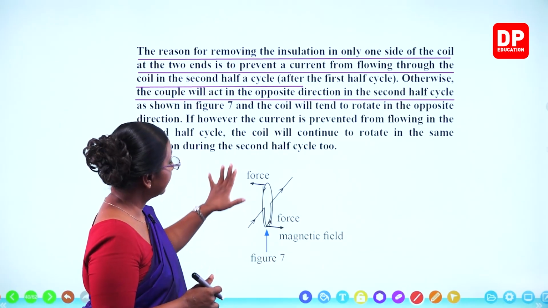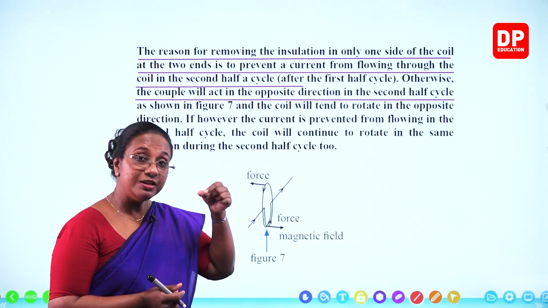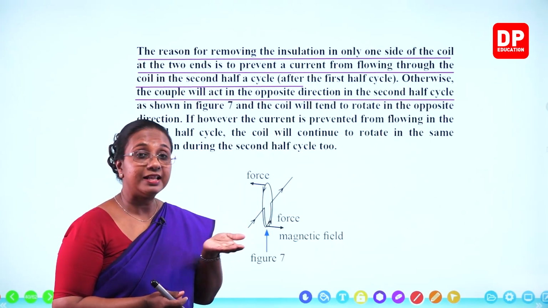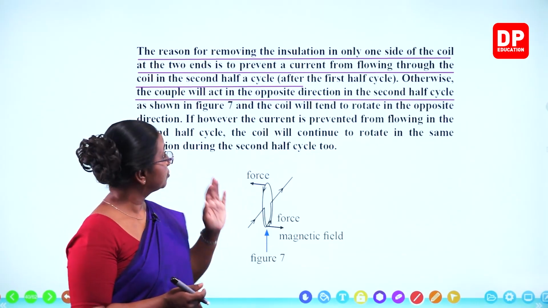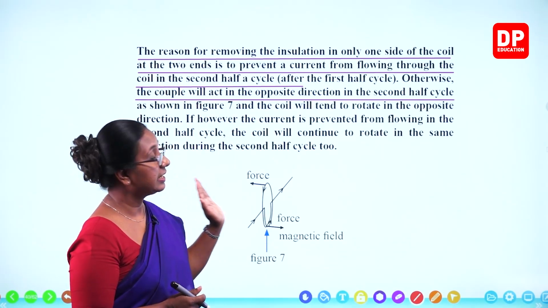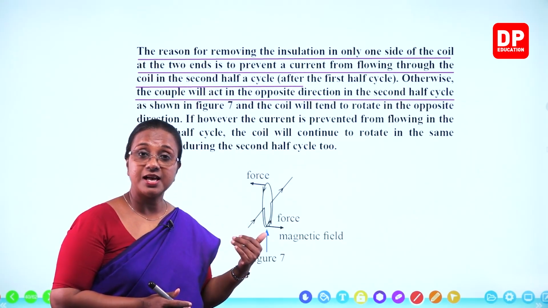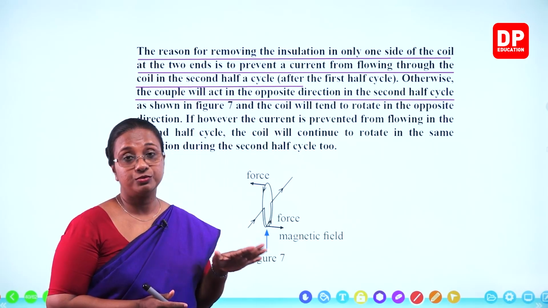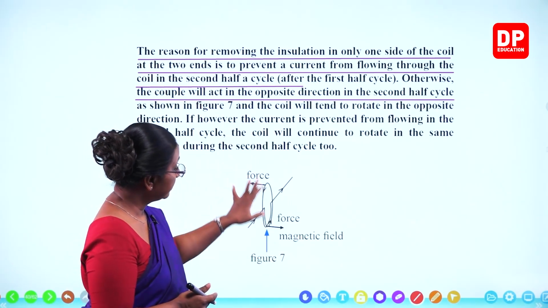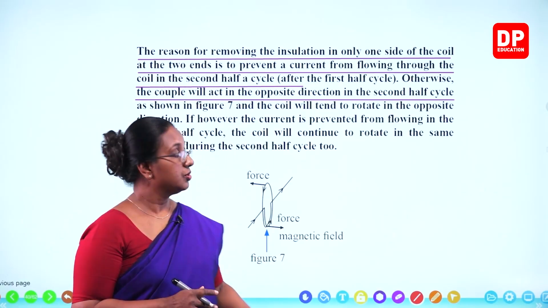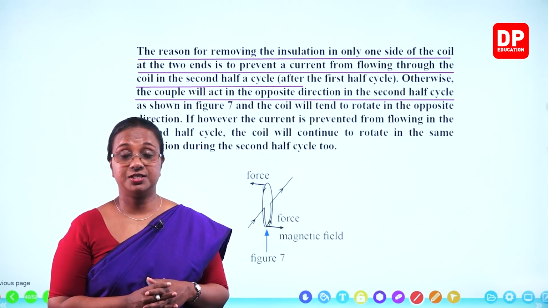To prevent that, we use the insulator only for half of the area, and in the other half of the area we remove the insulator, so that in the first half of the cycle current flows through the conductor, but in the second half of the cycle current does not flow through the conductor. Is that clear, students? So that is what happens in the coil. So that is how a particular motor functions.